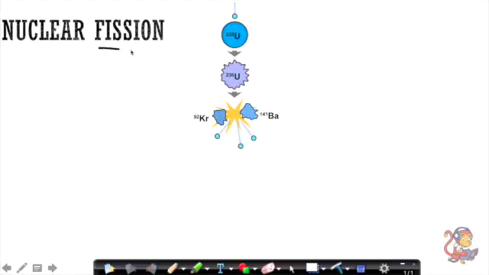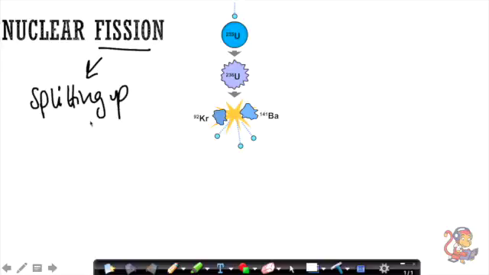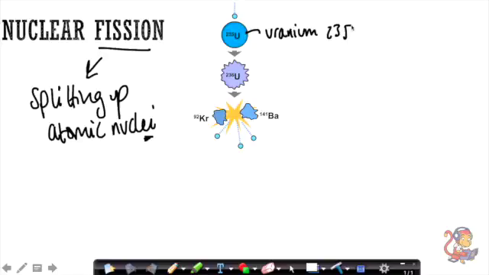We're going to start off with fission first of all, which means we're talking about splitting up atomic nuclei. So the nucleus of an atom. Nuclei just being the plural for more than one nucleus. So we've got a radioactive material like uranium-235, and that is going to split up into two smaller elements.